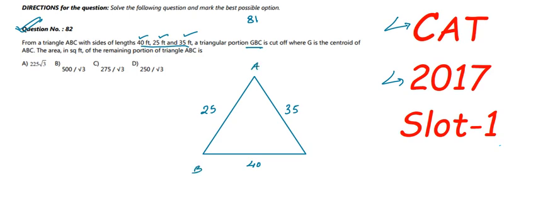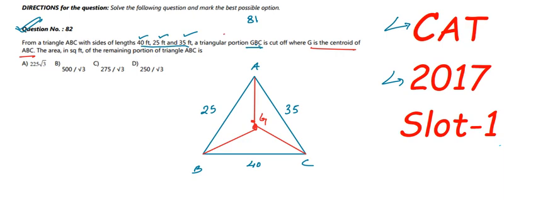So here we have triangle ABC. A triangular portion GBC is cut off where G is the centroid of ABC. Okay, so we have been given that G is the centroid of ABC. So let G be somewhere here. So this is our point G. So let us draw each line till the vertex of the triangle from the center. So here we have the vertex B and here we have the vertex C. So we have this point known as G, that is the centroid of the triangle.